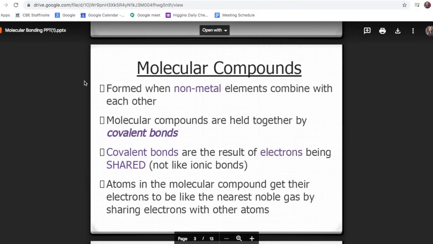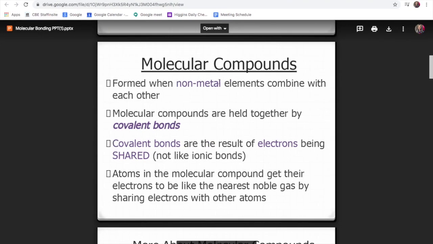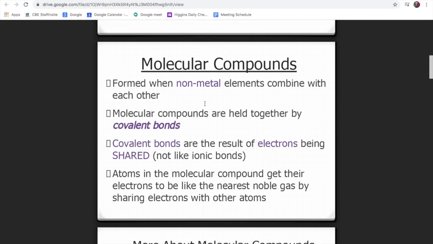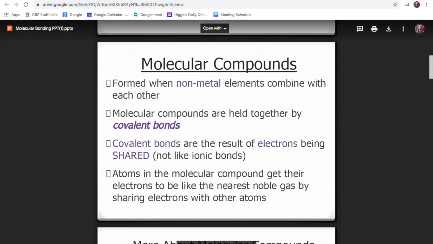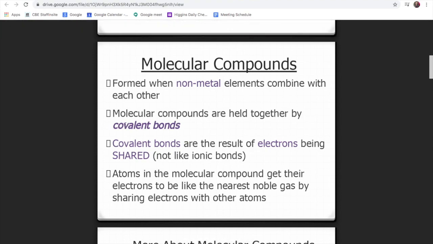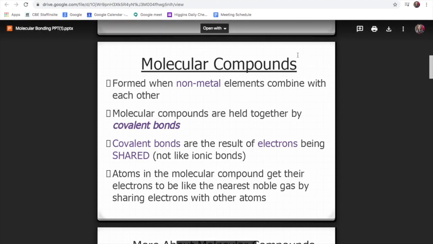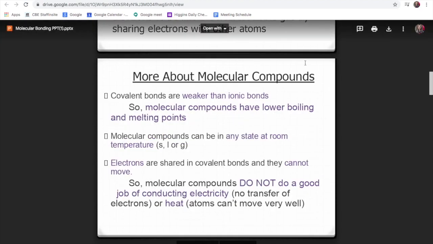With molecular compounds, there's a couple key differences. Here we're talking about 2 non-metals. In an ionic compound, it's a metal and a non-metal. In this case, they're all non-metals, okay? They're held together by covalent bonds, which is why they used to be called covalent compounds. And the big idea with this guy is they actually share electrons. They're not giving and taking. Okay, so there's a little bit more about molecular compounds for you to go over.